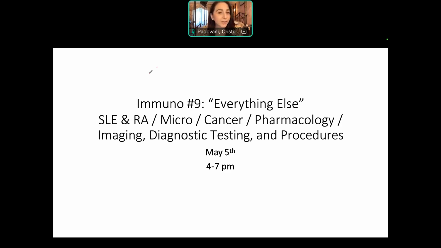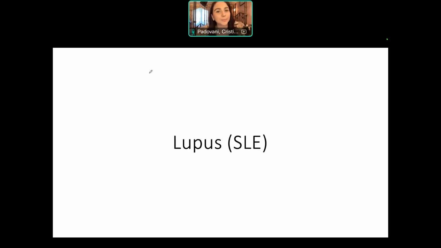Okay, so I call this everything else. For those that are new here, this is specifically things that are covered on the syllabus for my medical school's immunology block, which is what these were created for. But there's a lot of good stuff in here. We're covering lupus, rheumatoid arthritis, some other brief autoimmune diseases, some micro, some cancer, some pharmacology, and then a lot of the imaging, diagnostic testing, and procedures. And it'll all be highlighted. Then we're going to finish with questions, of course.